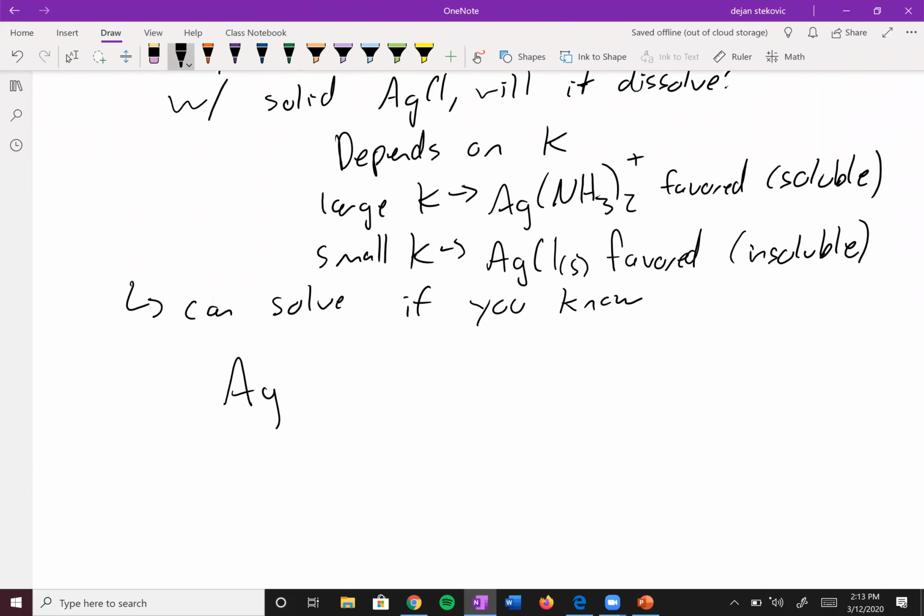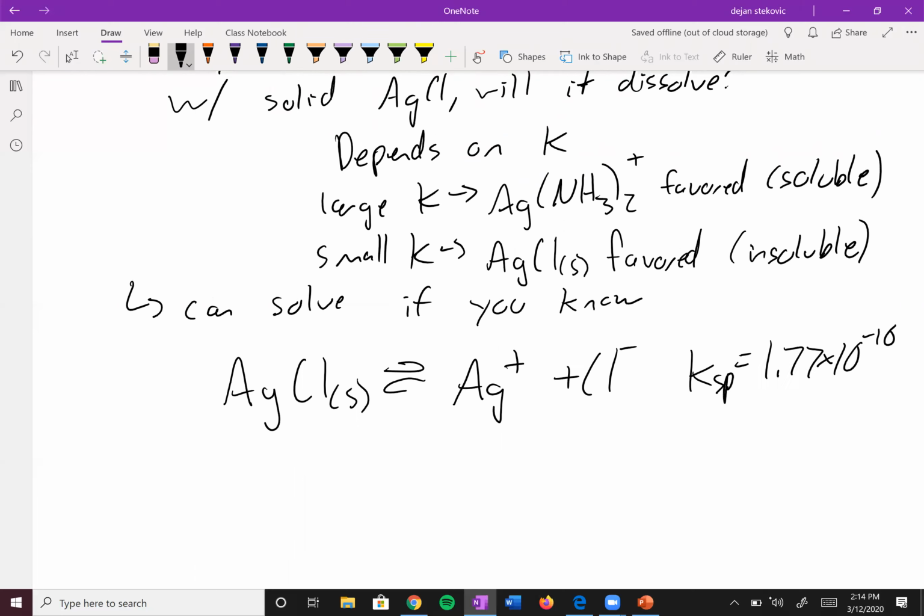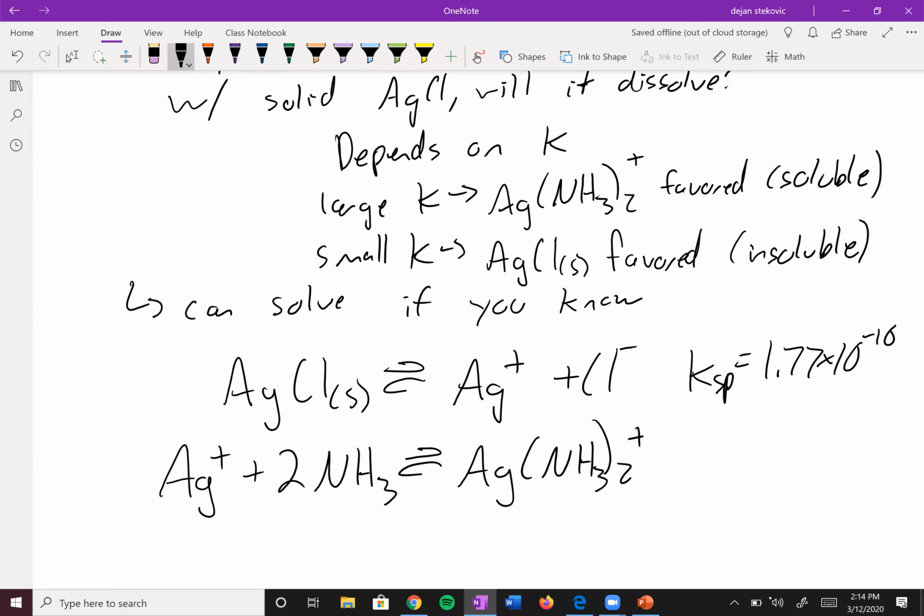For example, if you know that silver chloride dissociates into silver and chloride with a Ksp of 1.77 times 10 to the negative 10, right? That tells you how soluble this silver chloride is. And then the other component that you're looking at is the formation of the coordination compound. So you could take a look at that as well. And you know this Kf is equal to 1.7 times 10 to the 7.